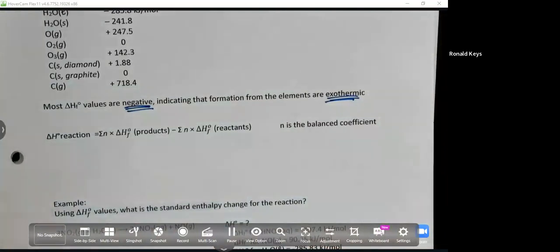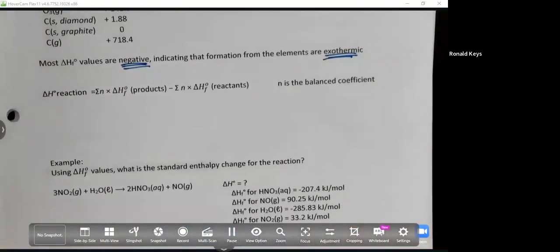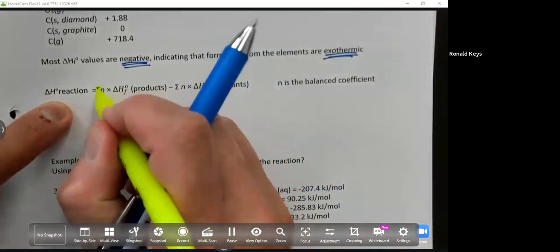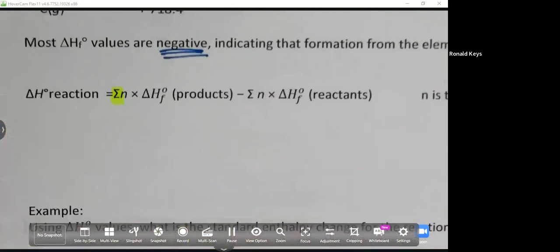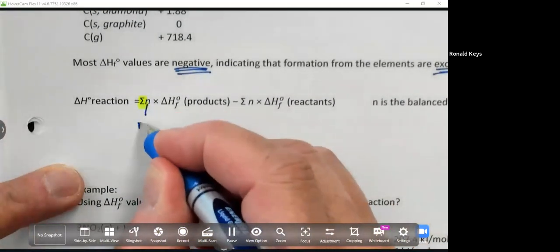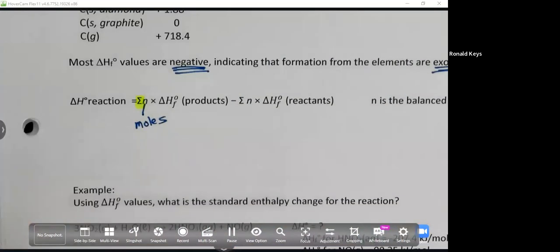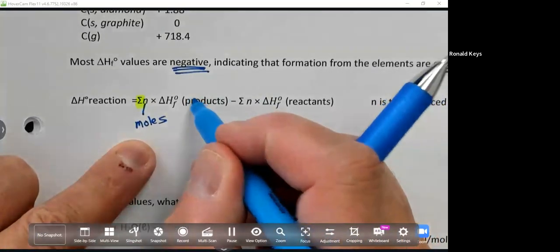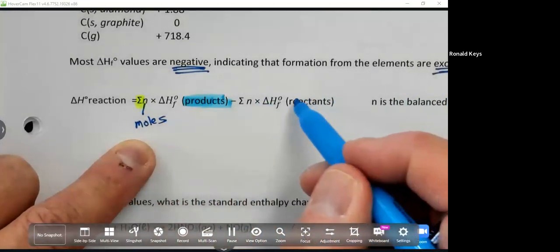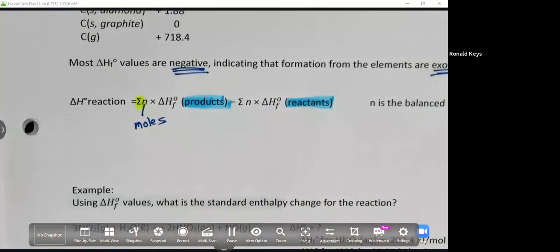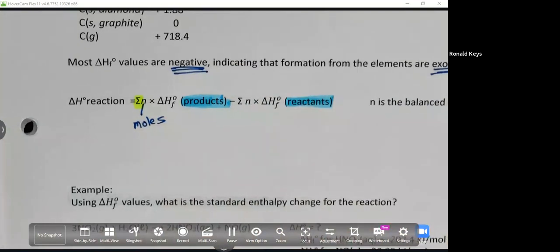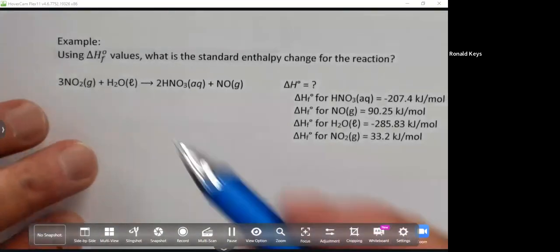So how do we calculate this? Well, why did I leave a big gap here? I don't know. Here's how we do it. What does this thing right here mathematically mean? This is a summation. This is our moles. We want to sum up the energy to make the products minus the reactants, and the moles will matter. The best thing to do is just dive right into an example problem.